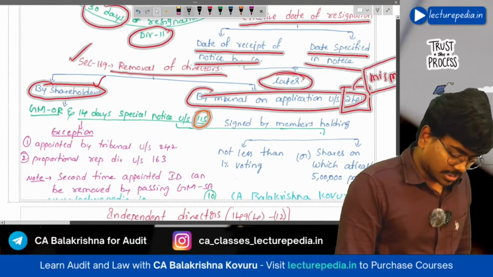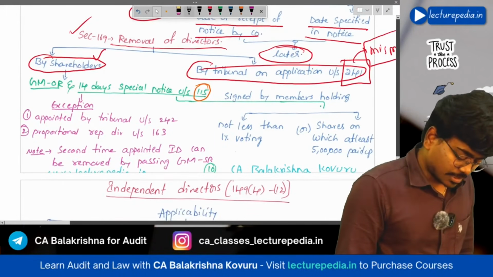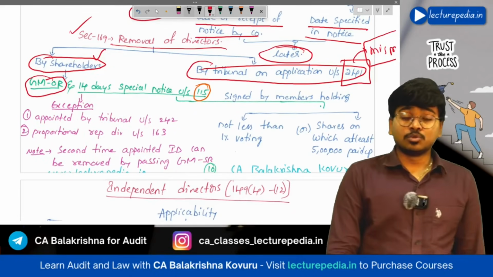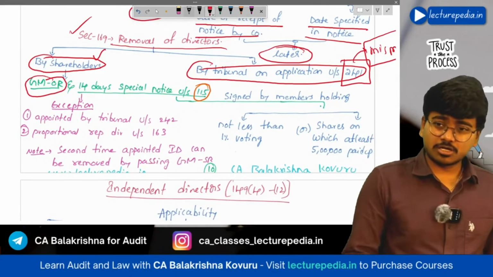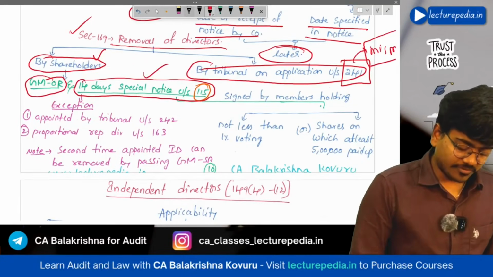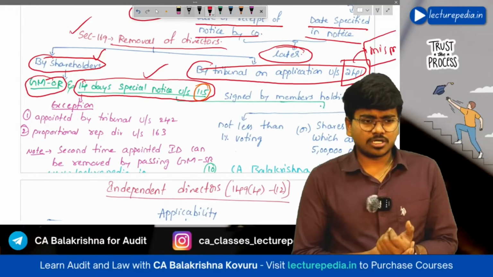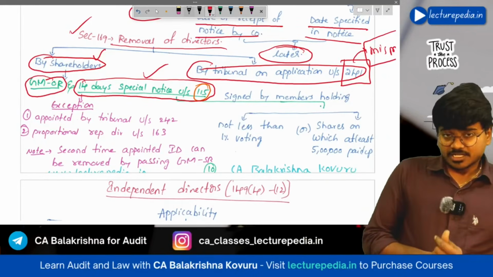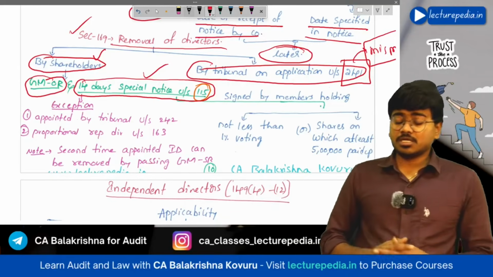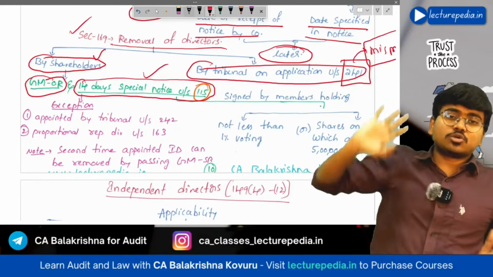So if shareholders want to remove the director, how can they remove? Just by passing a general meeting ordinary resolution, they can remove the director. And also along with the general meeting ordinary resolution, a 14 days special notice under section 115 has to be given by the shareholders. See, shareholders wanted to remove the director. If they want to remove the director, at least 14 days before the annual general meeting, they have to give a special notice to the company stating that they wanted to remove so and so director.